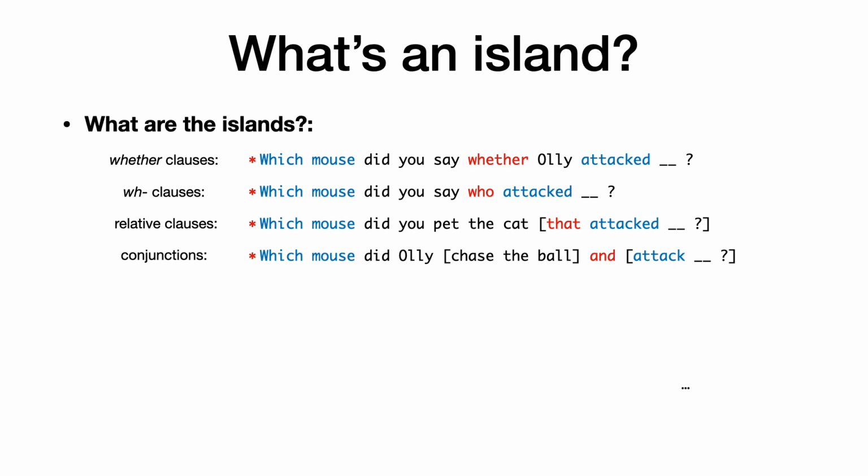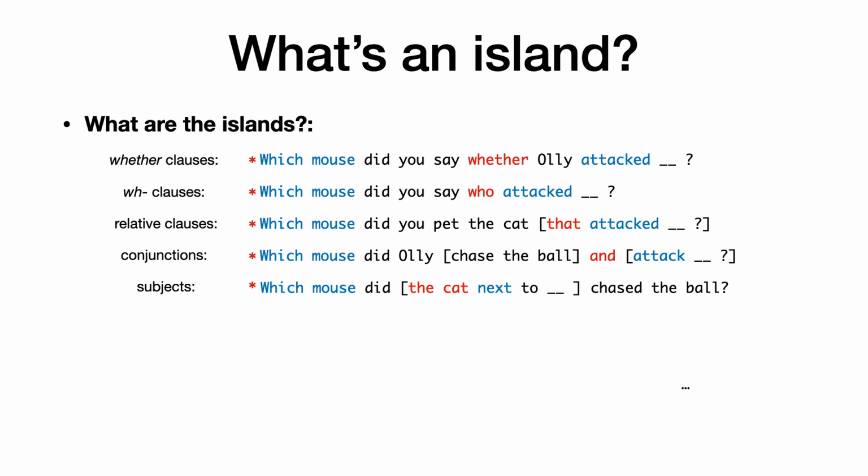So if Ollie chased the ball and then attacked one of his toy mice, by the way, Ollie is my cat and Sniffle is his twin, my other cat, right? It sounds kind of funny to say something like, which mouse did Ollie chase the ball and attack, right? So it sounds kind of funny to coordinate two verb phrases in this case and then move out of one of those verb phrases. Subject noun phrases are also funny to move out of.